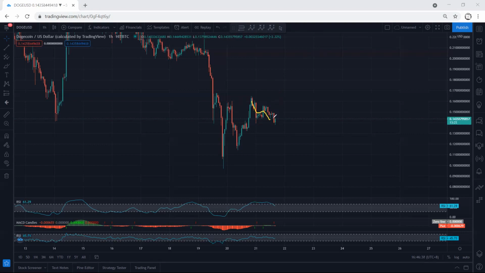That's why I prefer this one to drop some more. Any reversal from there, I will take the trade. Okay, anyway, we just follow the chart.